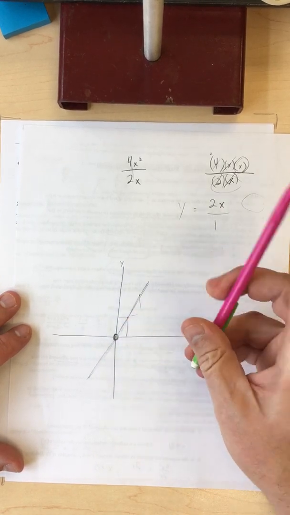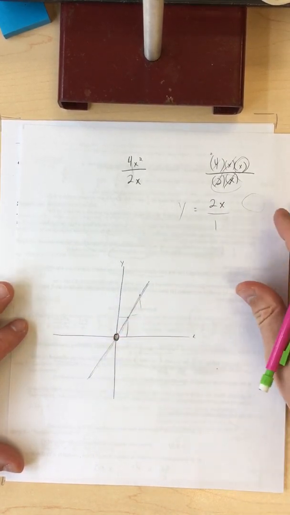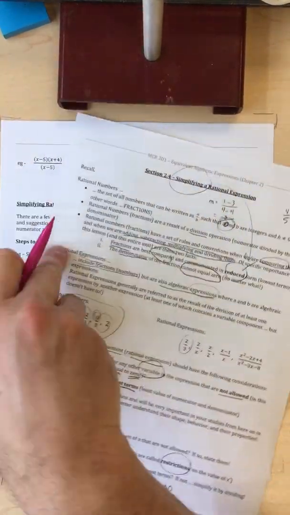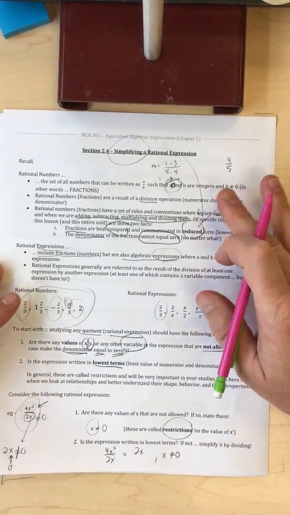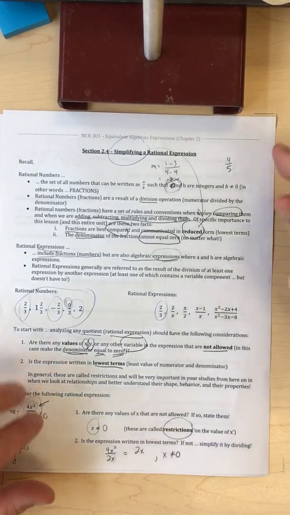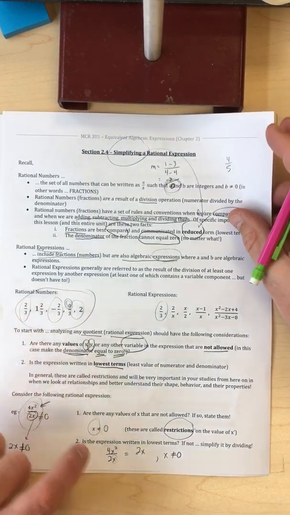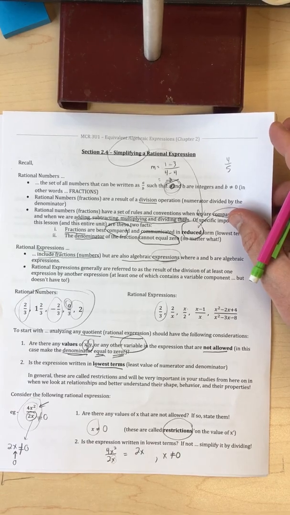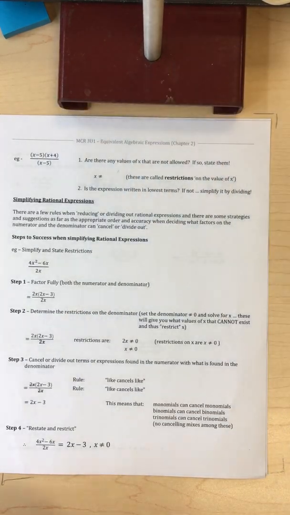Now, you wouldn't put that big of a circle, but it creates a hole. So a value that's a restriction that cancels out creates a hole. You'll learn about that next year. We don't have to know that for this year. But you do have to know what restrictions are and why they're important in both circumstances. Okay? Let's try another one.